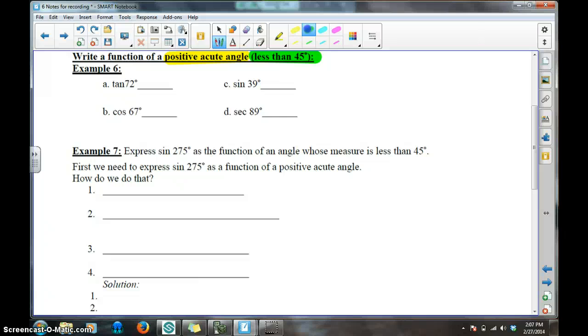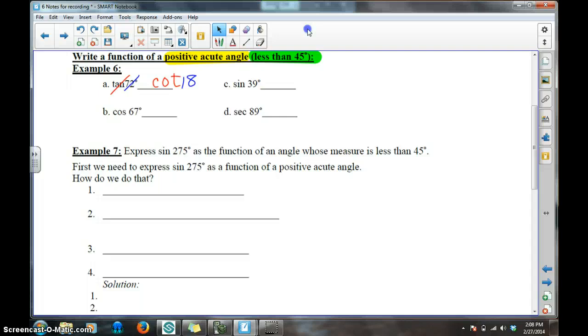Well, in that case, I'm going to exploit the concept of cofunction partners. Because 72 happens to be a complement to 18, and tan happens to be a cofunction with cotan. That means that the tangent of 72 and the cotangent of 18 would have the same answers. So everybody see where I got that from?